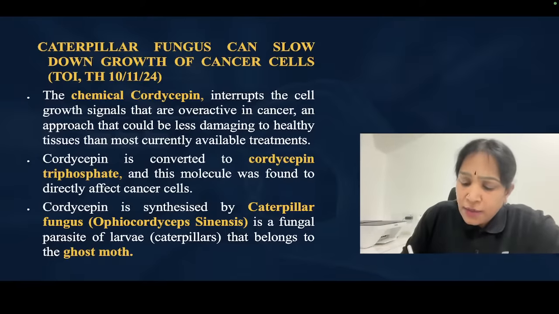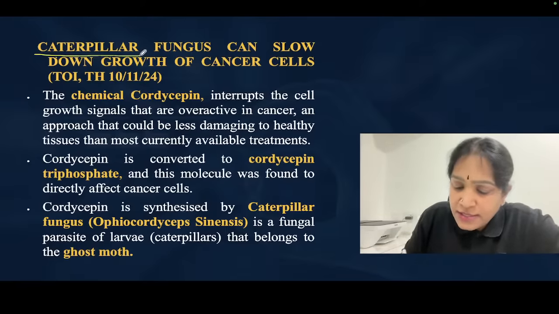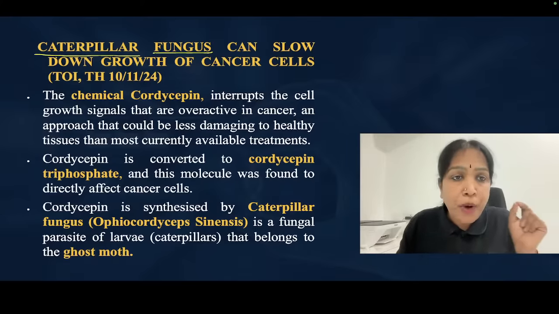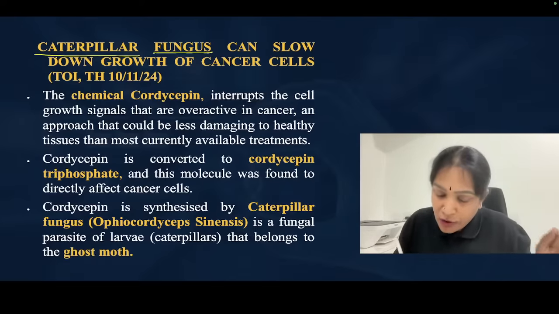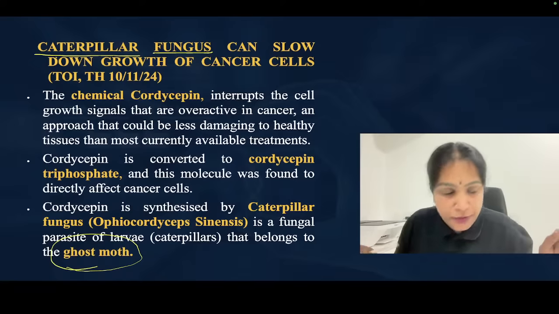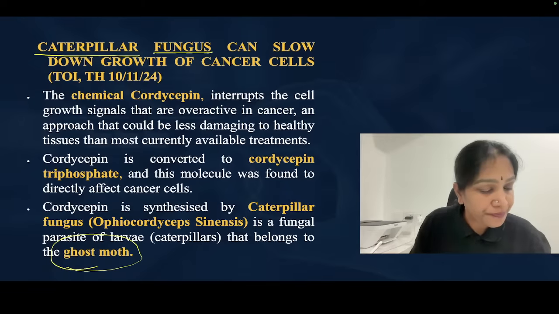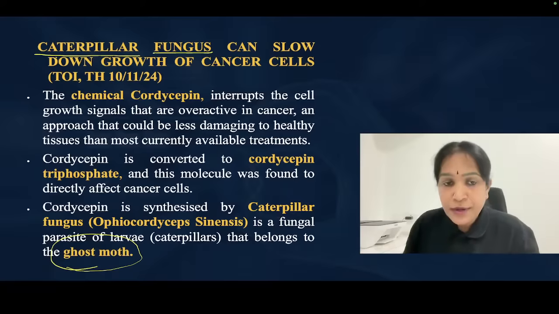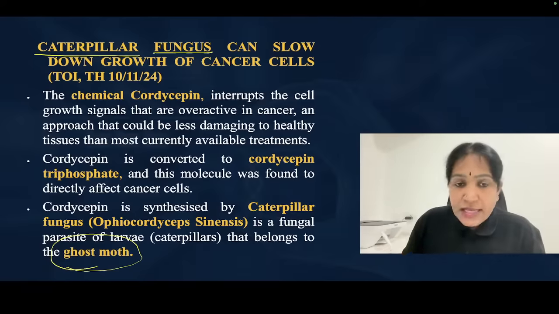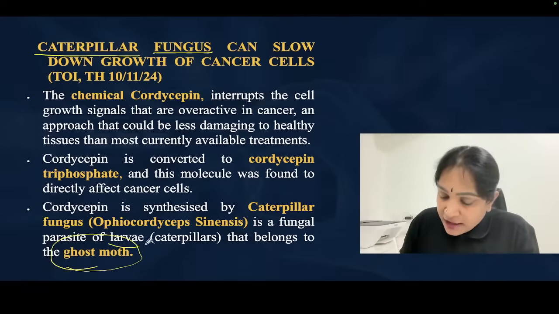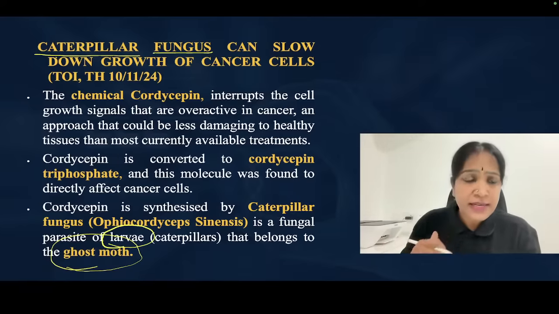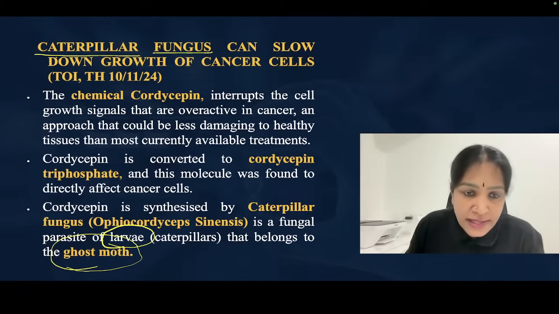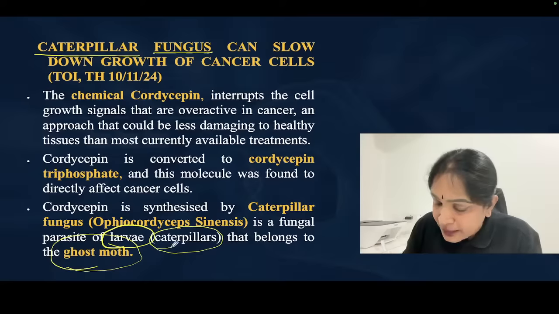Fine. Now let us try to understand what is this caterpillar fungus. There is one moth like a butterfly called as ghost moth. Use the name of that butterfly once. Answer that. Ghost moth. This butterfly, when it is in the larval stage, that is in the early stages of its development, we also call that stage as caterpillar.